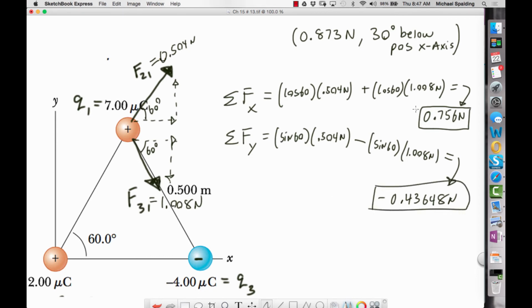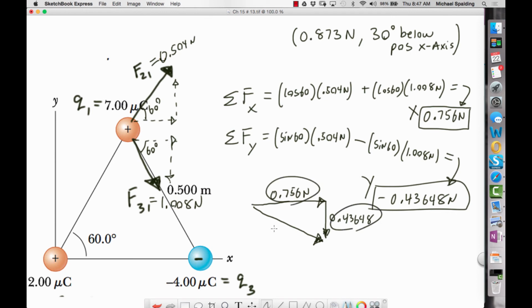So now what do we do? This is our total x, this is our total y. What do we do to our total x and our total y? Tip to tail. So here's our total x, 0.756 newtons. Here is our total y, just make it a little shorter because it's not as big, 0.43648. The total force is going to be this hypotenuse right there. So how do we do that? Pythagorean theorem, which you don't have to watch me do. Just do this squared plus this squared equal to this squared. So this comes out as 0.873 newtons.